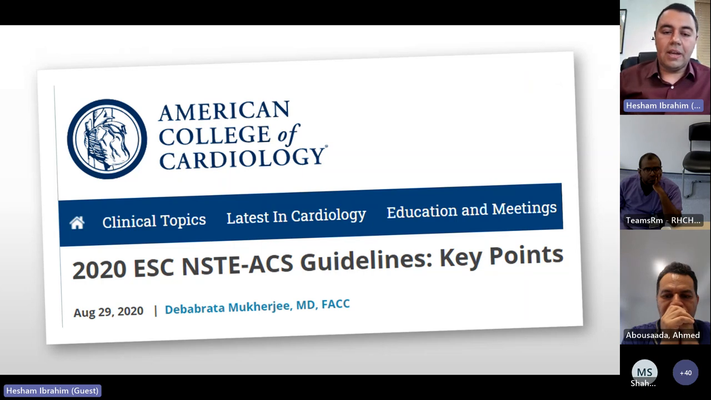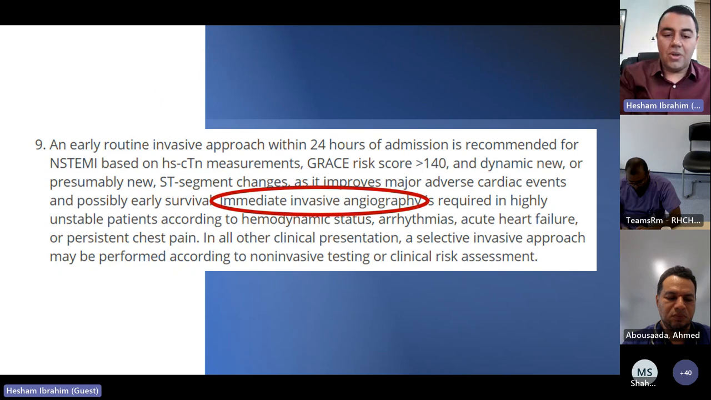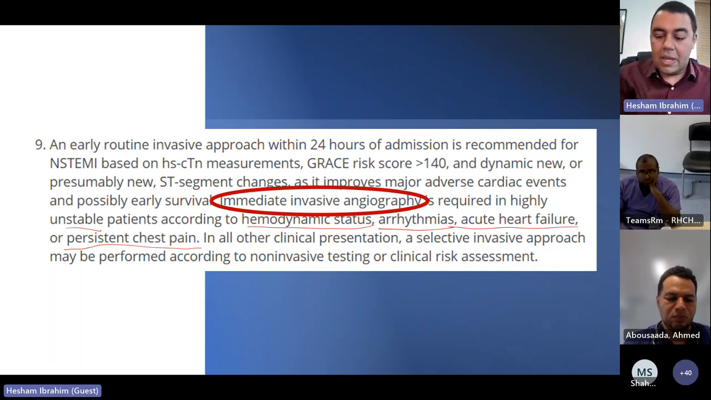So how about the American guidelines? This is the statement produced by the American College of Cardiology, quoting actually what the European Society of Cardiology published. This was published in August 2020, and this is what they mentioned regarding the invasive strategy. They said that immediate invasive strategy is required if your patient is unstable from the hemodynamic point of view, or from the arrhythmia point of view, or if your patient is having acute heart failure or persistent chest pain. So it's almost the same as the indications in the European Society of Cardiology guidelines. So no massive difference here. These are the American guidelines in relation to a case like this.